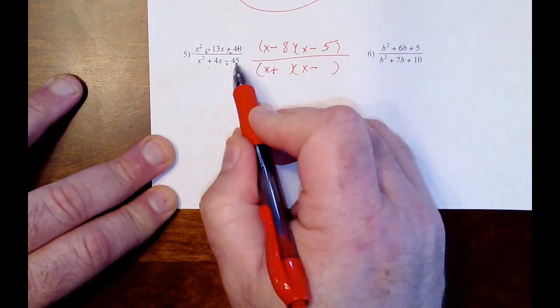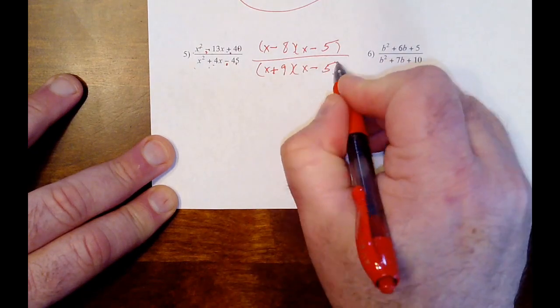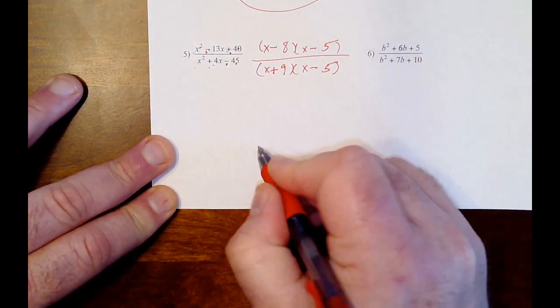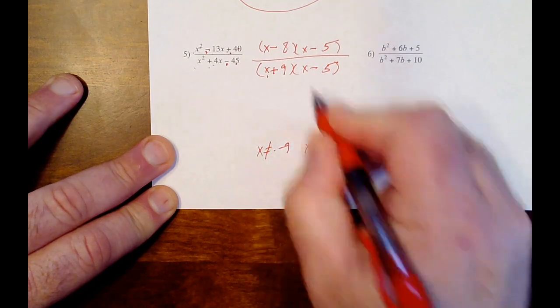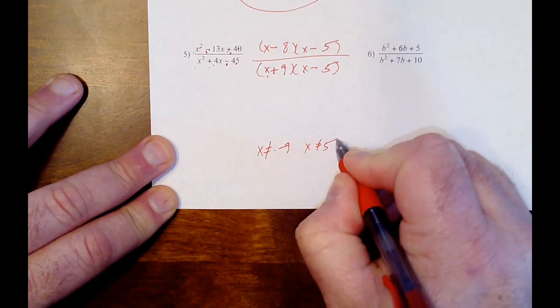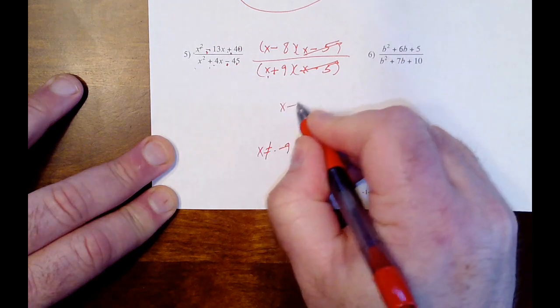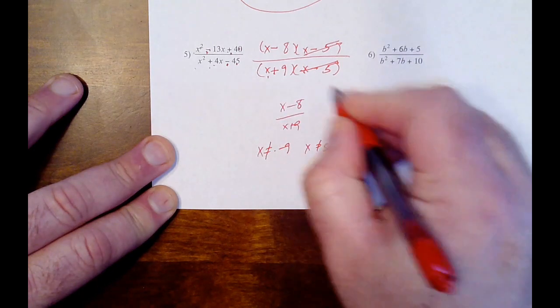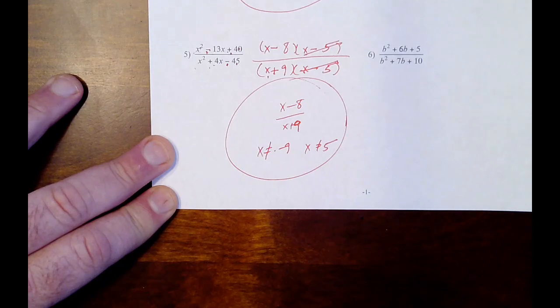On the bottom, factors of 45 that have a difference of 4 are 9 times 5. On the bottom, x can't be negative 9 there. X can't be 5 there. Those cancel out for a factor of 1, and your answer is x minus 8 over x plus 9, as long as x is not negative 9 or positive 5.